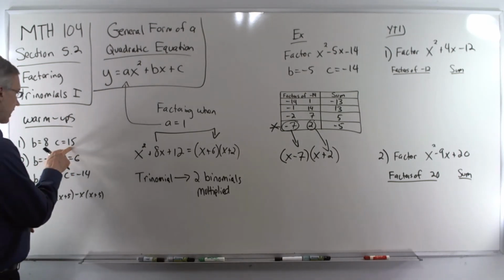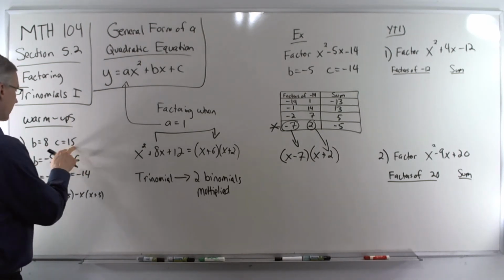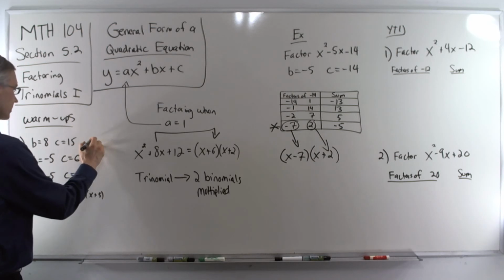Okay, so two numbers that multiply to get 15 and add to get 8, that is 3 and 5.